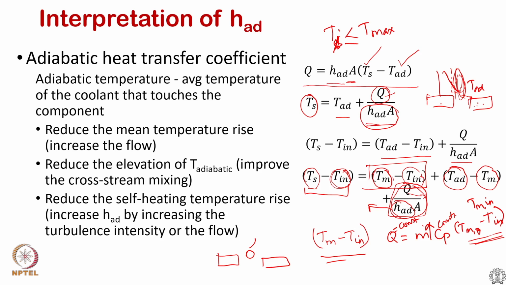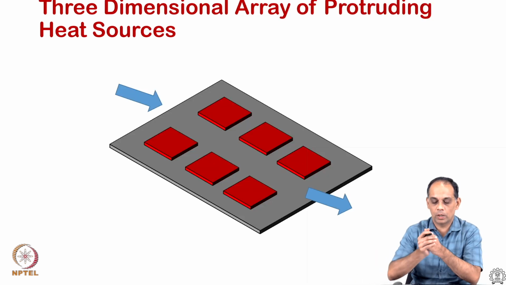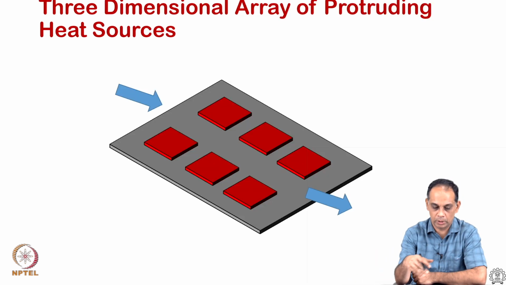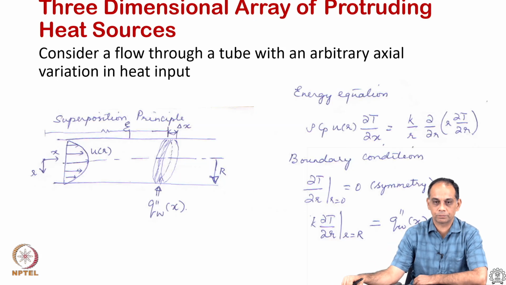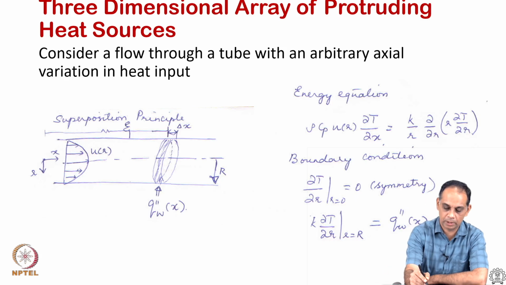So, with that we will move on and look at what happens in the case of protruding arrays when there are multiple heat sources. Here in this scenario I have shown 6 heat sources on a substrate and air is flowing, and if it is an internal flow, then there is a solution in Kays and Crawford. This comes from Kays and Crawford.